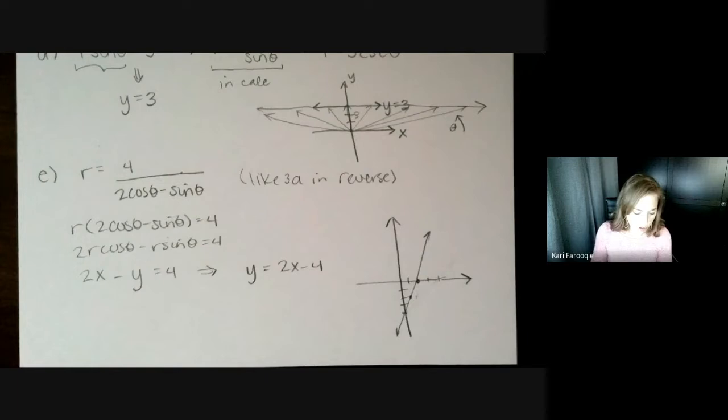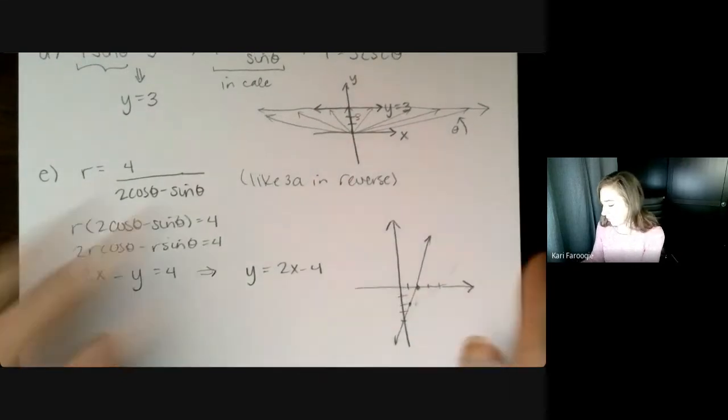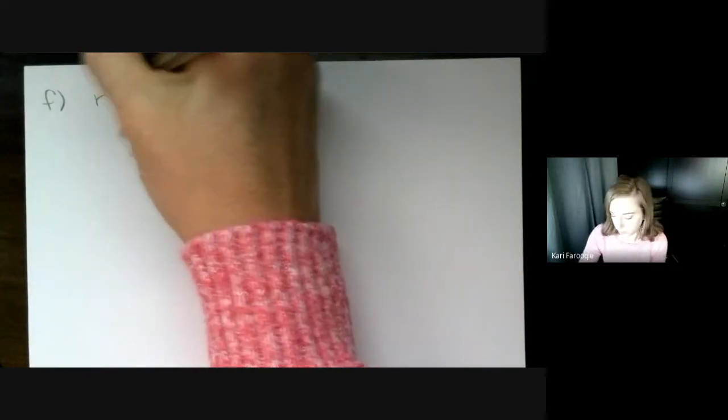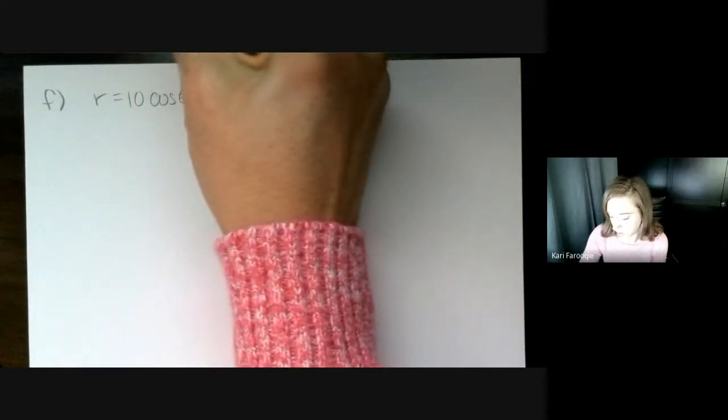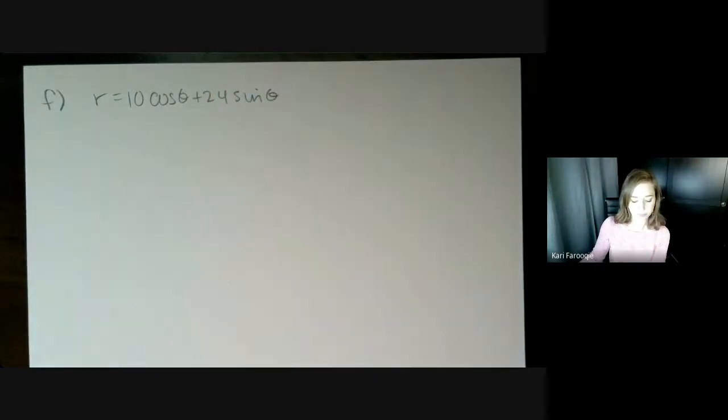What did I want to do? Oh, I just wanted to do one more complete the square one. I just feel like it's helpful to see it. I just really want to solidify the completing of the square just so that you guys feel really confident in it. R equals 10 cosine theta plus 24 sine theta.